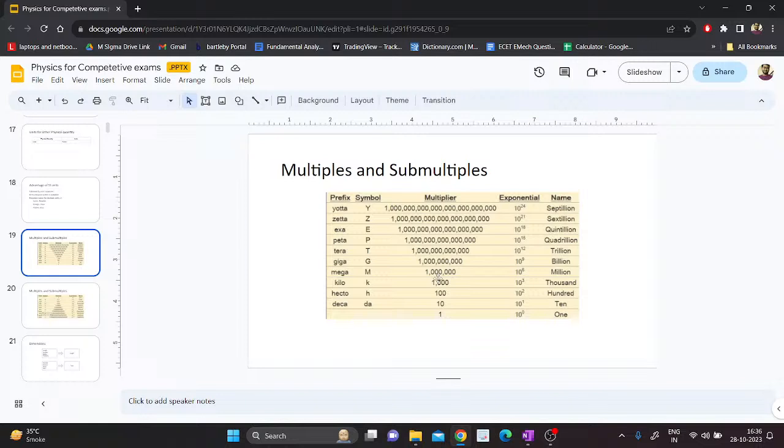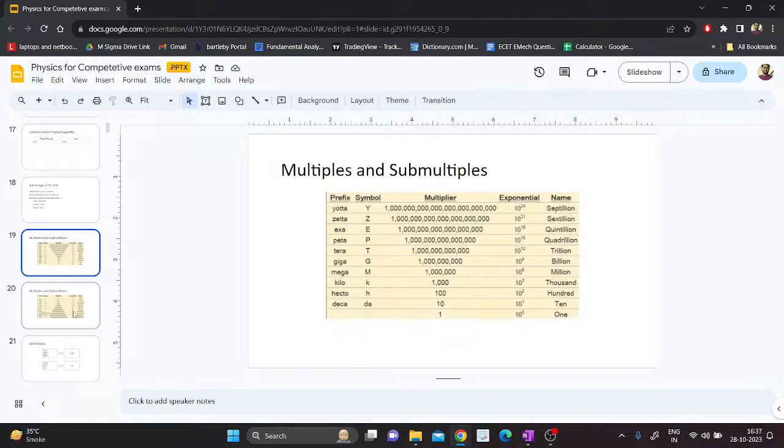10 power 6 is given the name mega. 10 power 9 is given the name giga. 10 power 12 is given the name tera, and so on. So sometimes we can expect a question from these names as well. So I request you all to take screenshots or take notes and prepare them well, so that you will feel easy when we are solving numericals.